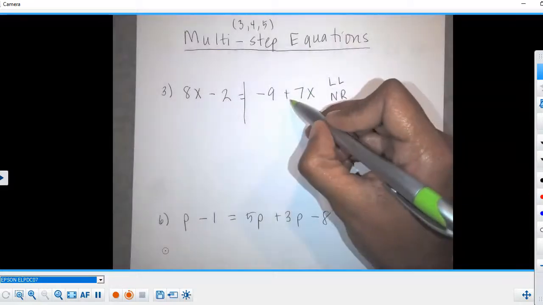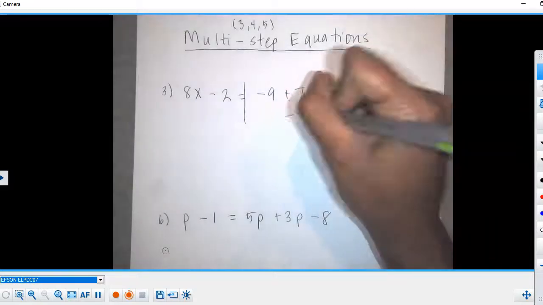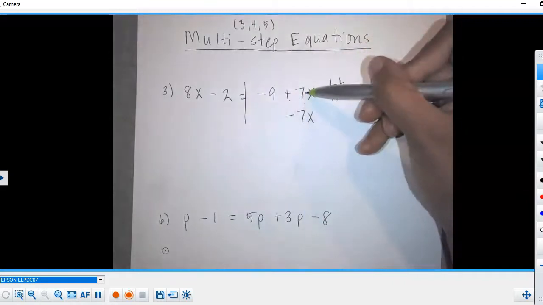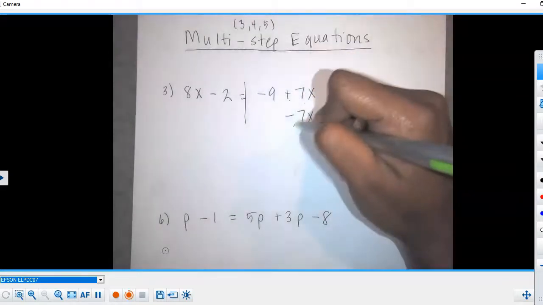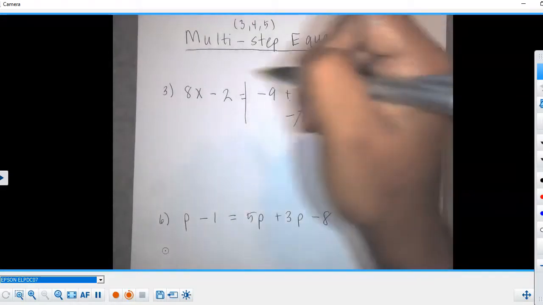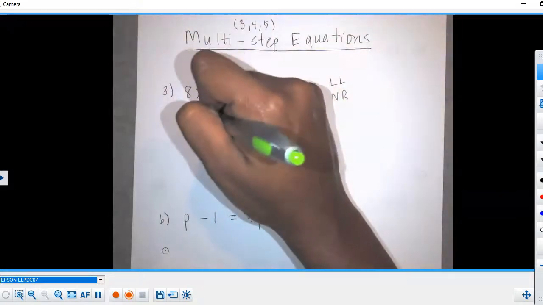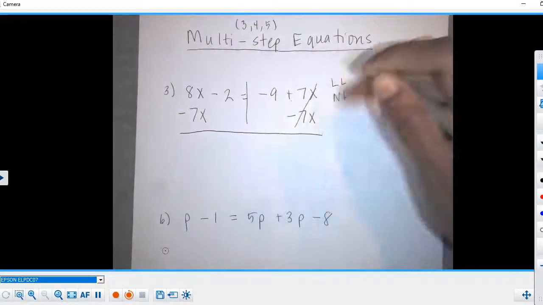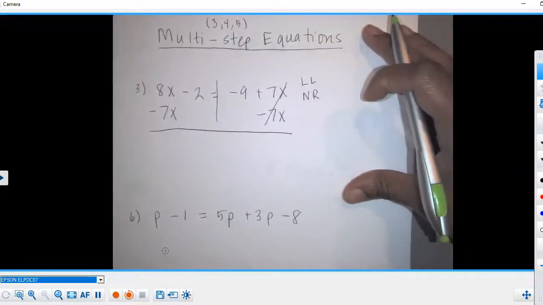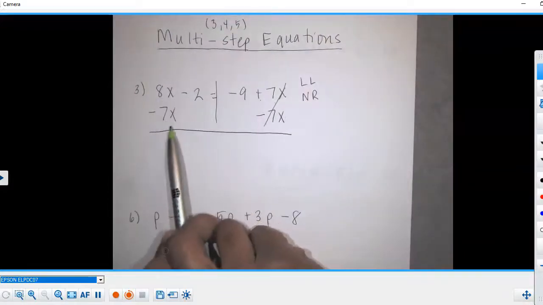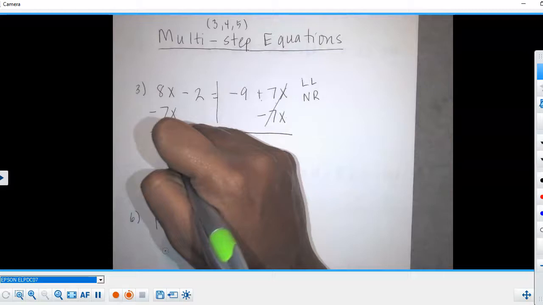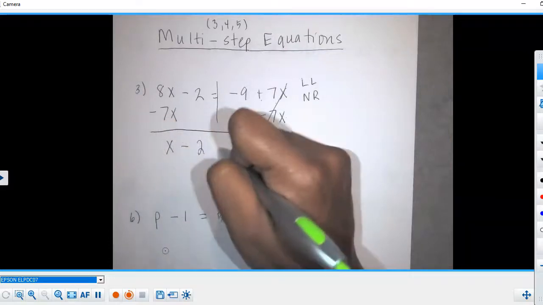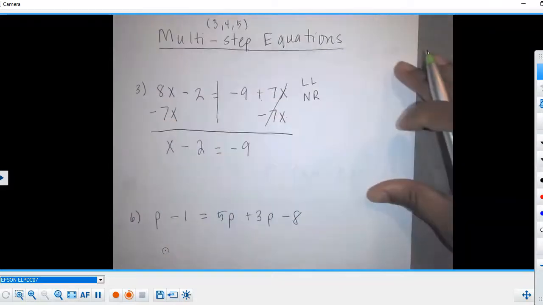So when I say letters left of the equal, numbers right of the equal sign. Okay, so I see a plus 7x, so I'm going to do a minus 7x. Got to do an inverse operation to cancel it out on this side. And what you do to one side, do to the other. So we're going to minus 7x on this side. Okay, so now what we're left with is we have 8x minus 7x, this is a 1x, minus 2 is equal to negative 9 on the right side.